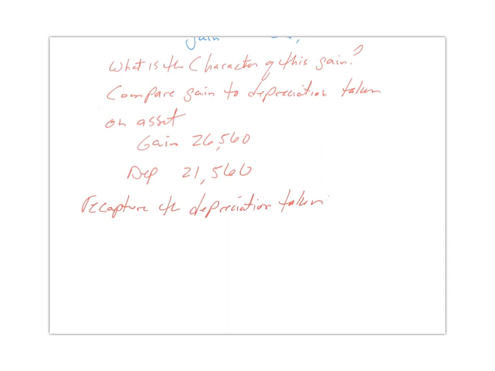So what does that mean? That means we're going to break this gain up into two pieces. One is this $21,560, and the other is $5,000. So the amount of the gain has not changed, but we've broken it up into two pieces. So this $21,560 is taxed at ordinary rates.